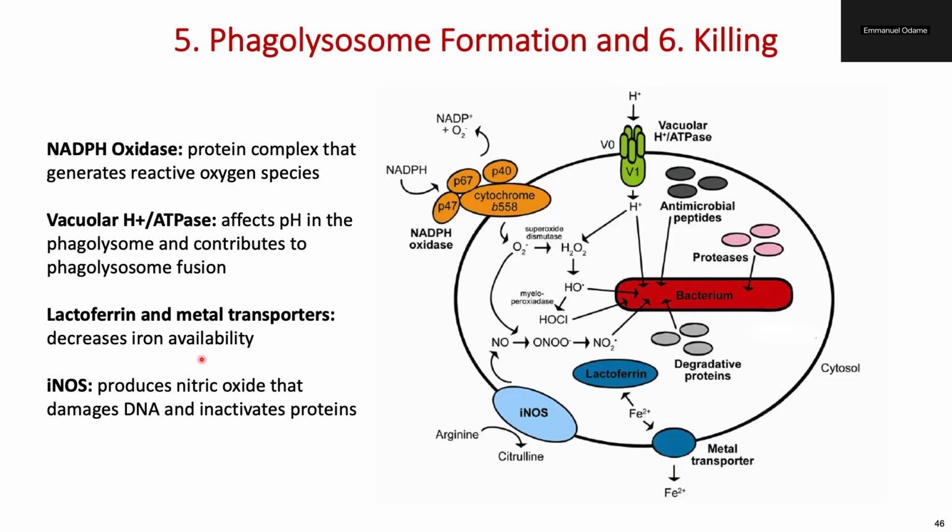This happens through lactoferrin and metal transporters. Basically, what they do is decrease iron availability, which is being used by the bacteria. So lactoferrin helps pump out iron through the metal transporters and get rid of all the iron present in the lysosomes.